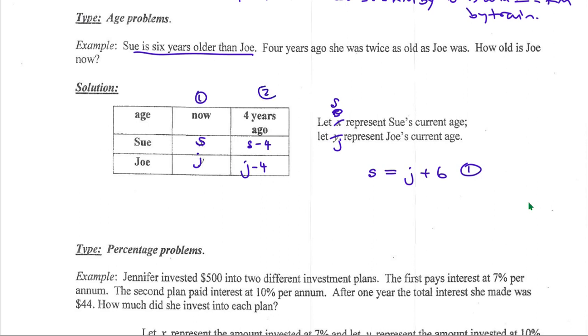4 years ago, she was twice as old as Joe was. So 4 years ago, Sue was twice as old. Sorry, I'm using the wrong age for her. Okay, so let's do this again. So 4 years ago, we're going to use the numbers from the 4 years ago column. Sue was twice as old as Joe was. And that's equation 2. Okay, and then here you're going to have to expand and simplify the equation and then line up the variables and decide if you want substitution or elimination.